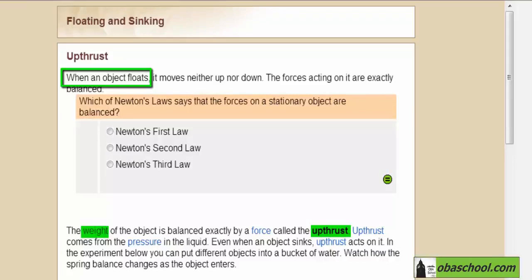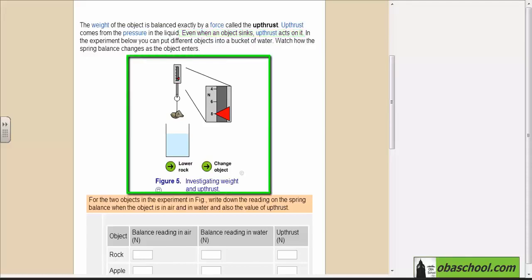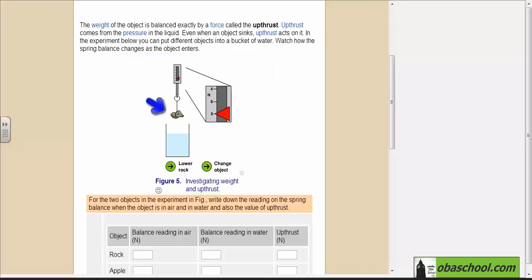The weight of the object is balanced exactly by a force called the upthrust. Upthrust comes from the pressure in the liquid. Even when an object sinks, upthrust acts on it. In the experiment below, you can put different objects into a bucket of water. Watch how the spring balance changes as the object enters.